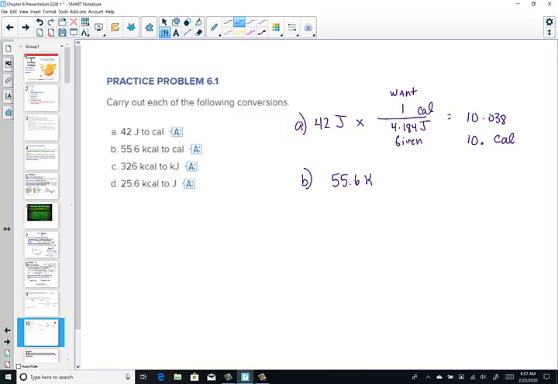55.6 kcals to calories. So what is it that we want? We want a calorie given a kcal down below. Whoops.